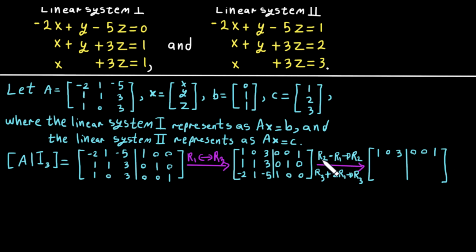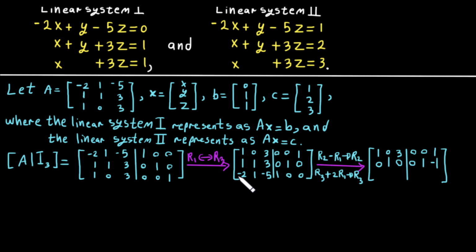So here, row 2 minus row 1. So 1 minus 1, which is 0. 1 minus 0, which is 1. 3 minus 3, which is 0. 0 minus 0, which is 0. 1 minus 0, which is 1. 0 minus 1, which is -1.